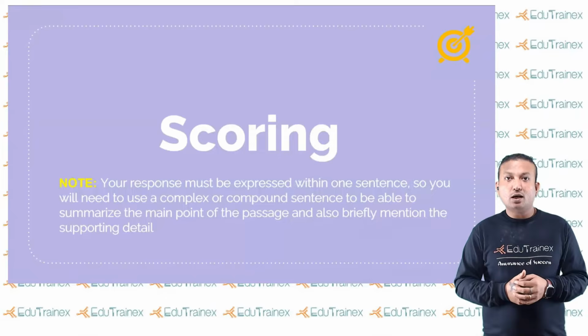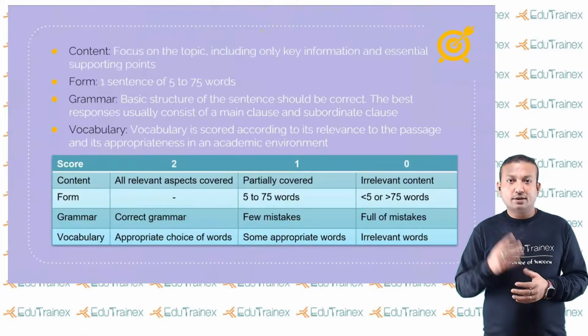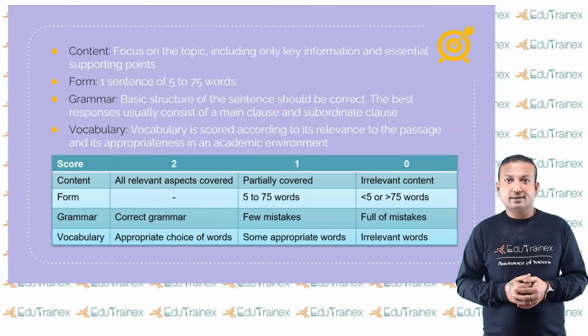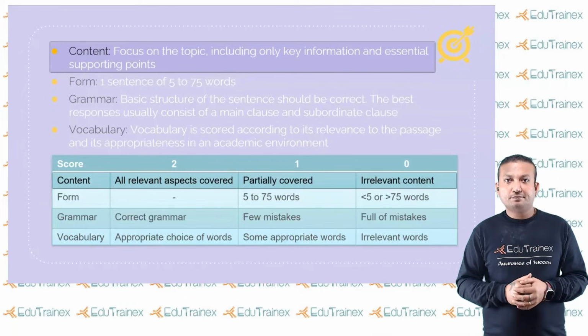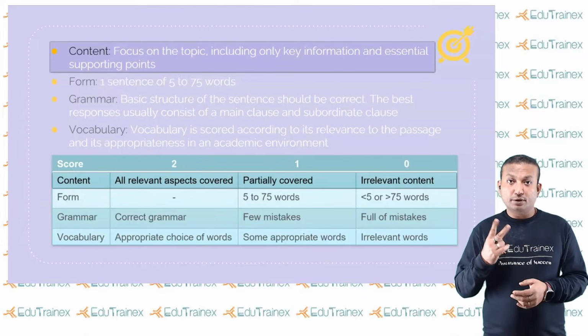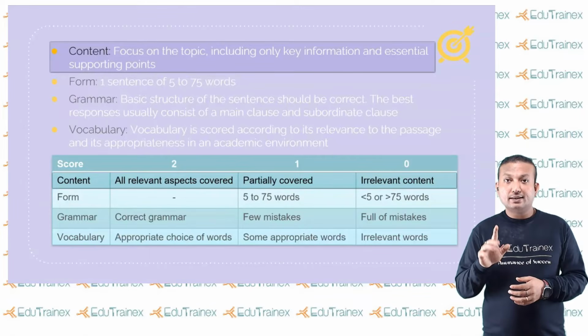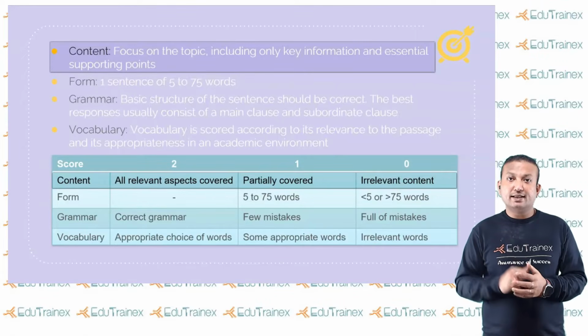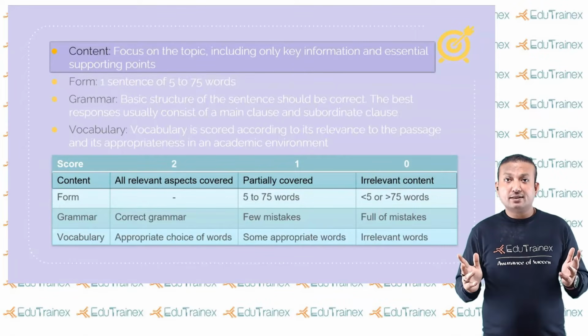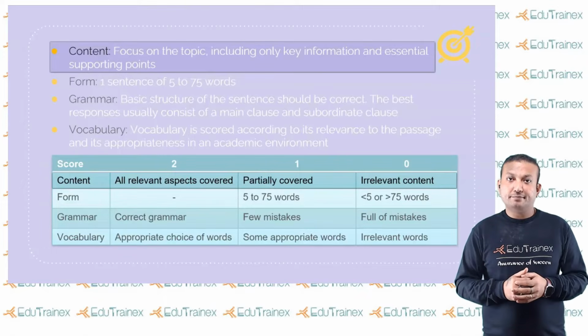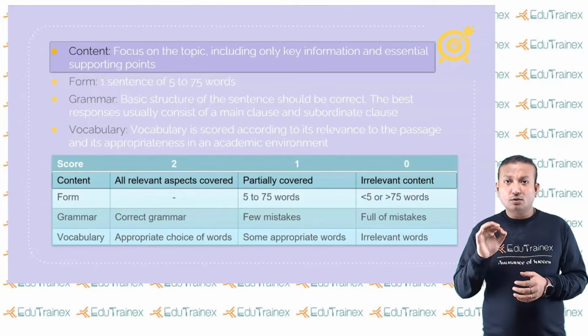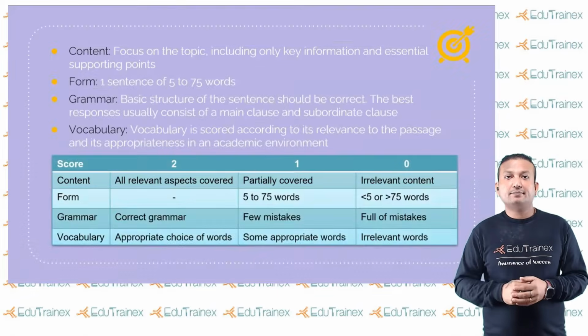Let's now look into how this question is scored. There are 4 areas that you are scored in this task. Number 1 is content. So you get full points, which is 2 points, if you cover all the relevant aspects given in the text. Mind it, this doesn't mean that you have to put everything that is mentioned in the reading text into one single sentence. This is a big misunderstanding that many people fail to identify. You still need to focus on the key or the main idea and include only some supporting details. The key here is to ignore the details.